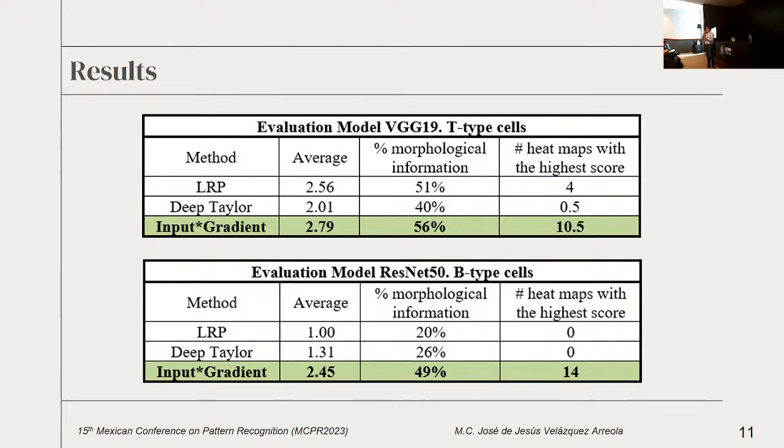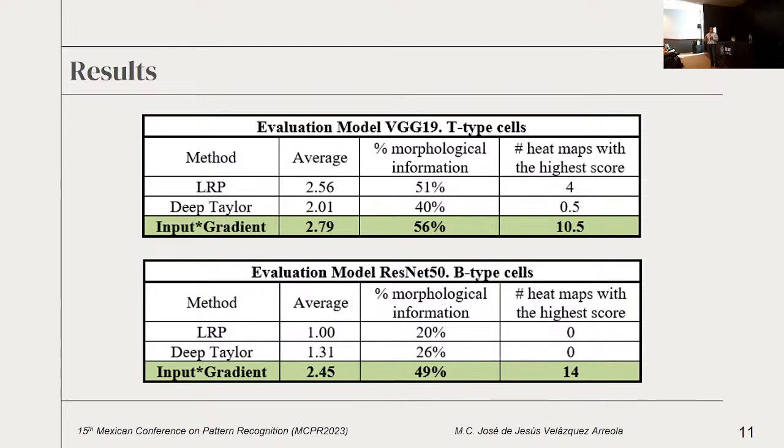And these are the results for the evaluations. For the T cells type, the best results are obtained with the model VGG19, and the highest scores are obtained using the input gradient method. In this case, the average is 2.699, which is correlated with the characteristics information presented in the cells, according to 66%, and in total it obtained 10.5 high scores. Remember that we evaluated 120 heat maps.